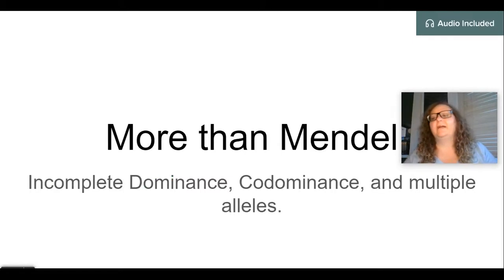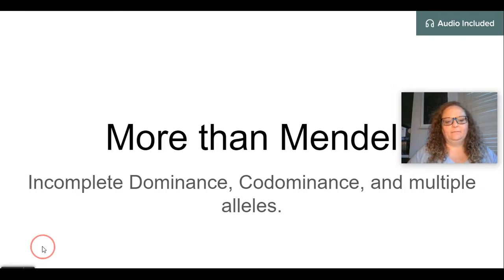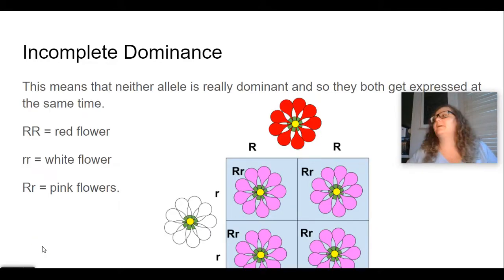So now that we've done that dihybrid cross, let's talk about slightly more complicated genetics. We're going to begin by talking about incomplete dominance. So this is something that Mendel didn't really experience or didn't really address. And so I'm going to sort of explain it to you and explain how it's different.